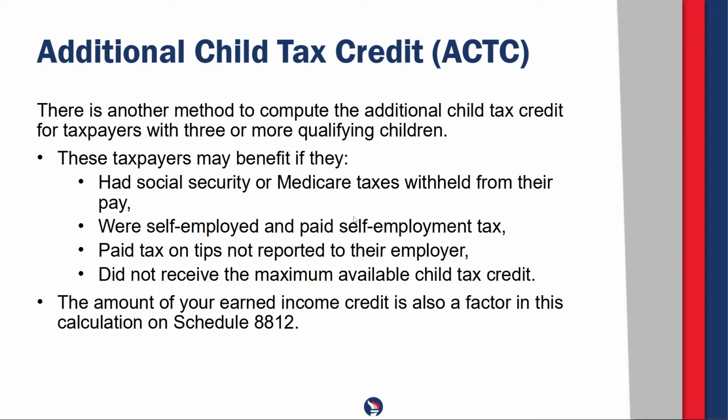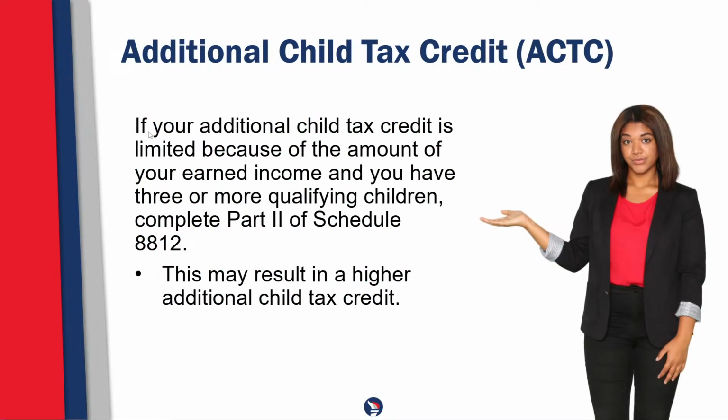Just put this in your head that if the additional child tax credit's actually a little bit more than I thought it would be, this is one of the reasons why. It's not a computer error. It's not a software problem. There is a trigger where you can get some credit for having paid Social Security and Medicare taxes with a larger family. If your additional child tax credit is limited because of the amount of your earned income, and you have 3 or 4 children, you still might be able to get more of the child tax credit based on what we just saw.